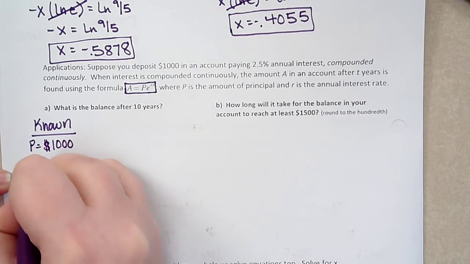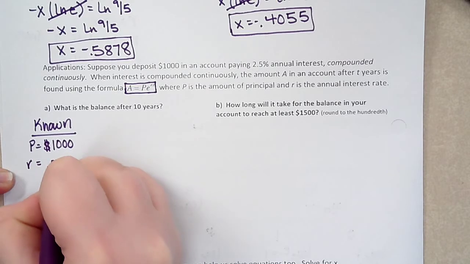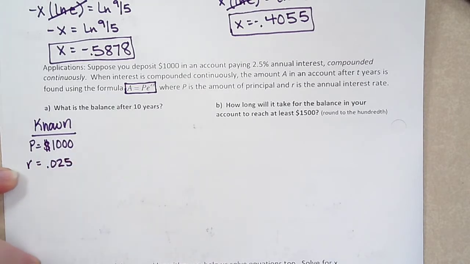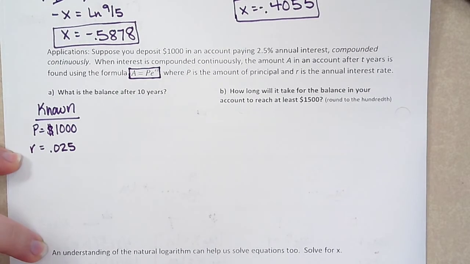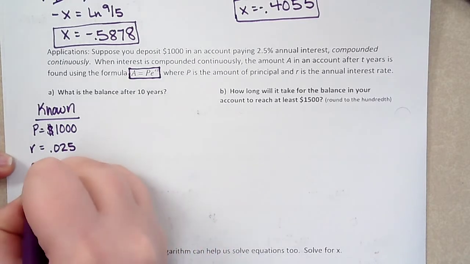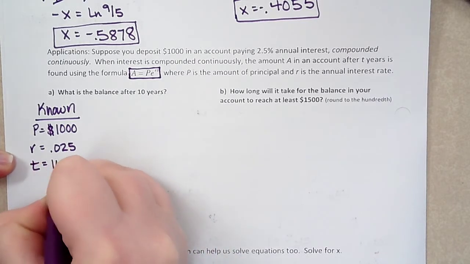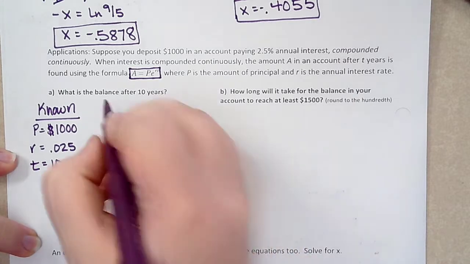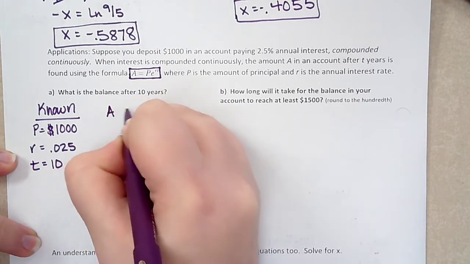I'm paying 2.5% interest. And when I put that in my problem, I know I'm going to write it as a decimal of 0.025. I'm compounding continuously, and it then says the balance after 10 years. So my time is going to be 10. From there, all I'm doing is plugging it into the formula.